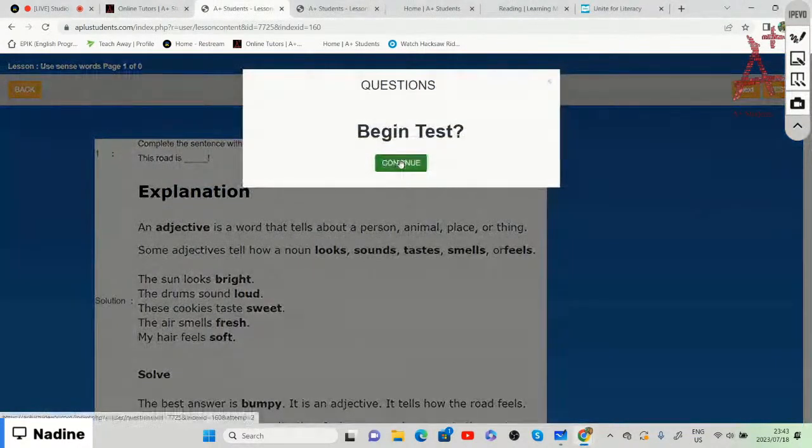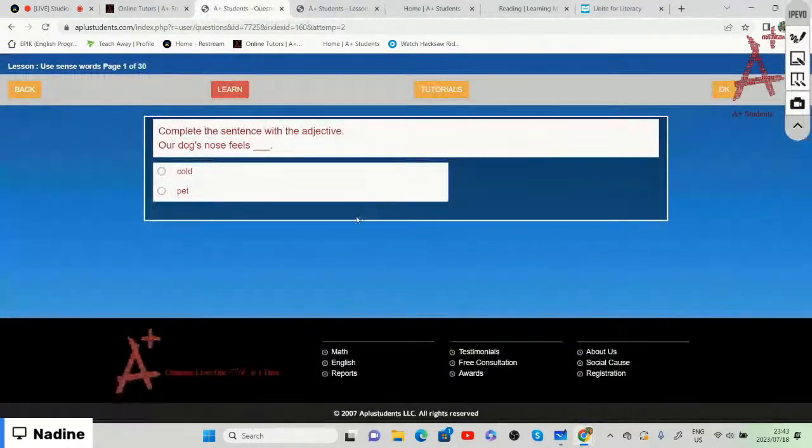All right, let's do a little test, right? Complete the sentence with the adjective. Our dog's nose feels... Does the dog's nose feel cold or does the dog's nose feel pit? How does the dog's nose feel? Cold or pit? All right, so pit is not an adjective, right? Which means that cold describes how the dog's nose feels. So if you have cold, then well done.